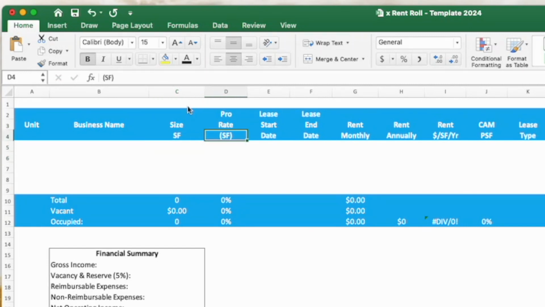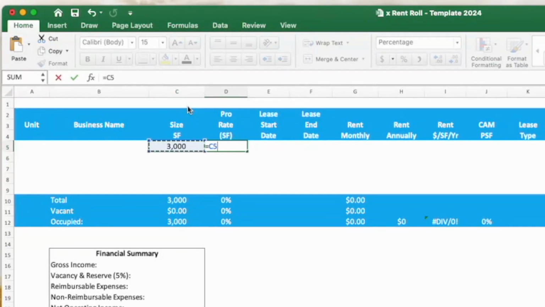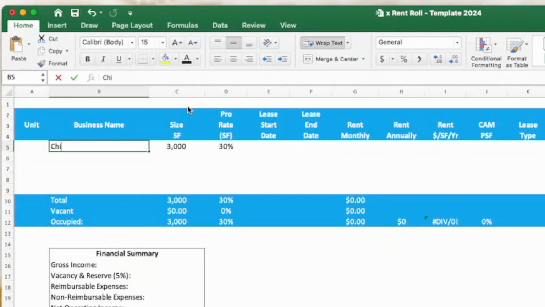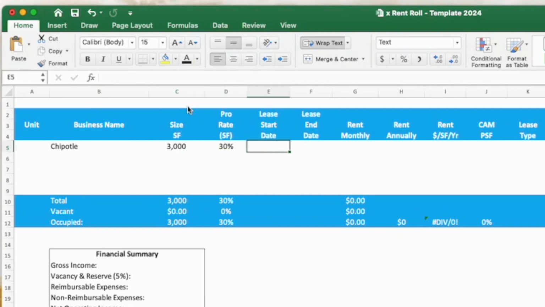Okay. Pro rata square foot. Pro rata square foot just means, in that example, again, you've got 3,000 square feet. Let's say the building was 10,000 square feet. The number that will come up there is 30%. So what that means is Chipotle has 30% of the 10,000 square foot building. Okay.